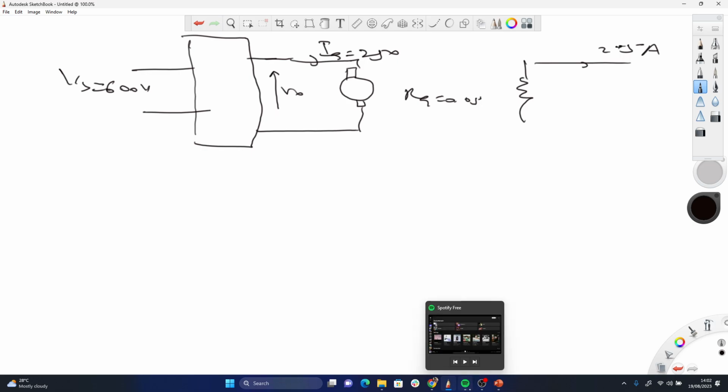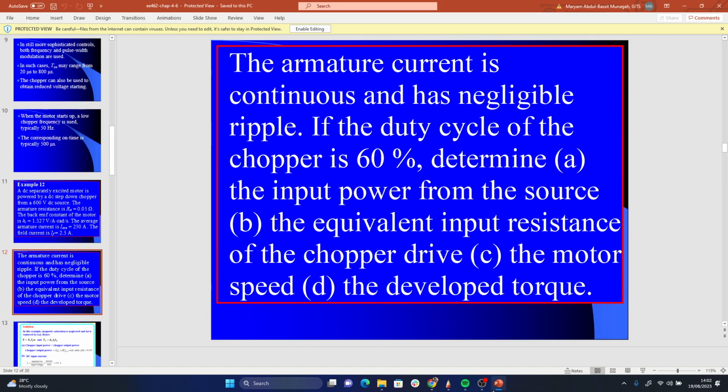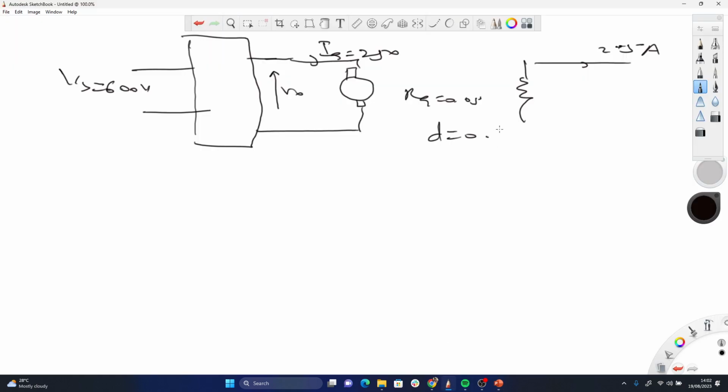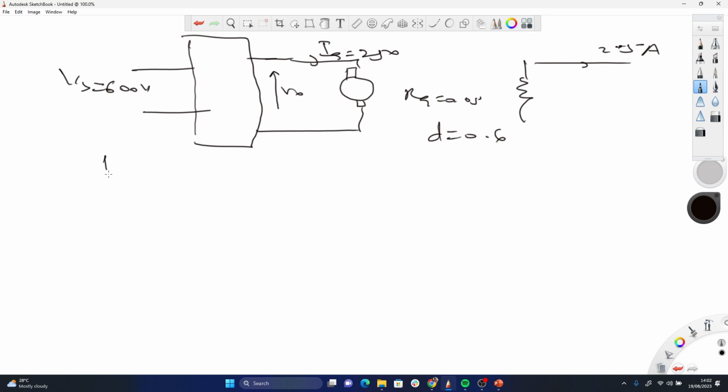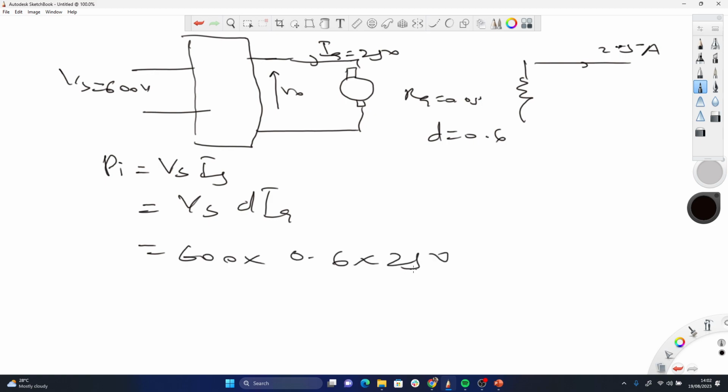So the first thing is for us to find what? They give us the duty cycle, D, to be 0.6. Find the input power from the source, PI. That's VsIs. We know Vs to be 600. We don't know Is, but Is is delta Ia. This is Vs delta Ia. Vs is 600, delta is 0.6, Ia is 250. So this will give me 90 kilowatts.